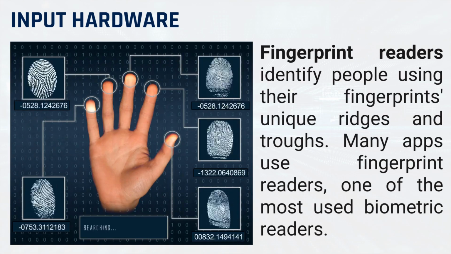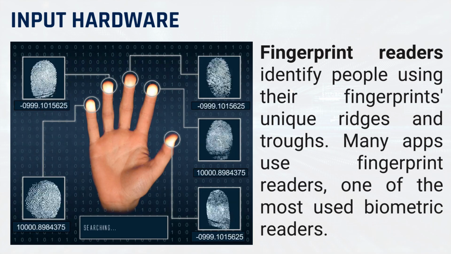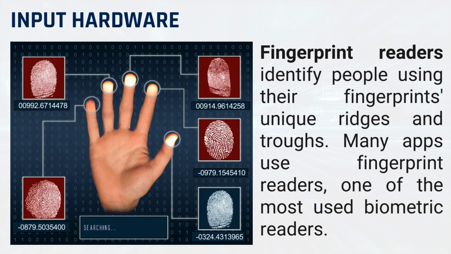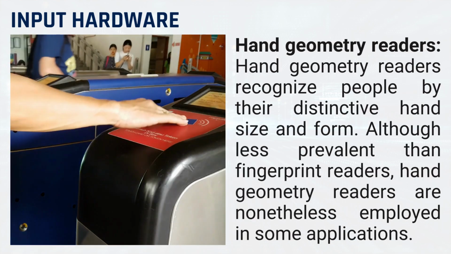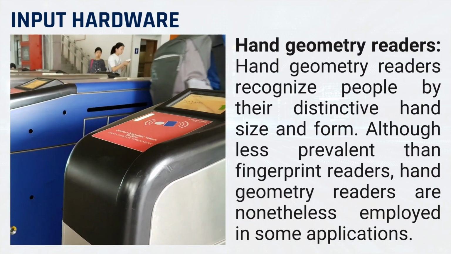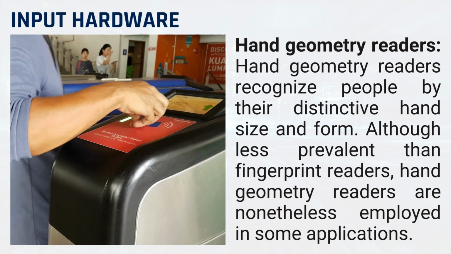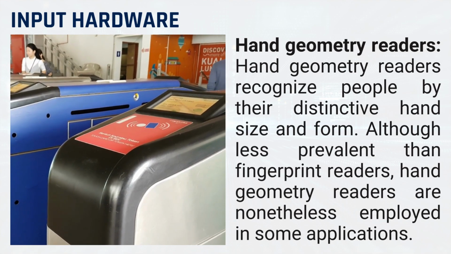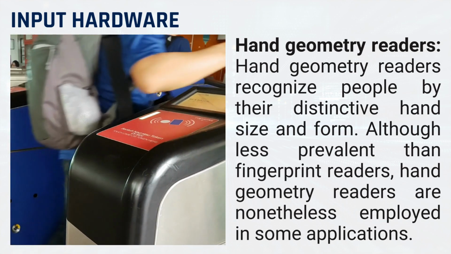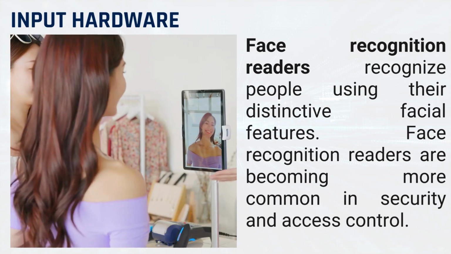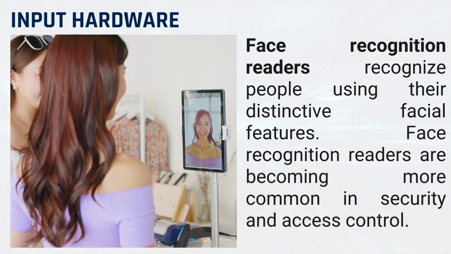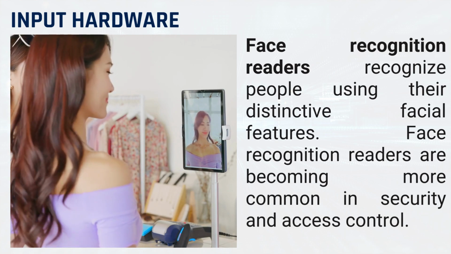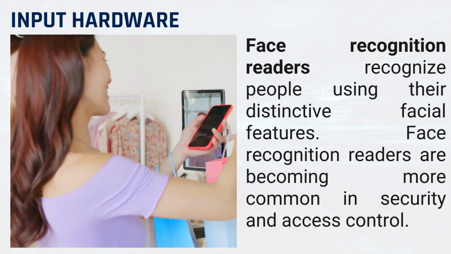Fingerprint readers identify people using their fingerprints' unique ridges and troughs. Many apps use fingerprint readers, one of the most commonly used biometric readers. Hand geometry readers recognize people by their distinctive hand size and form. Although less prevalent than fingerprint readers, hand geometry readers are nonetheless employed in some applications. Face recognition readers recognize people using their distinctive facial features. Face recognition readers are becoming more common in security and access control.